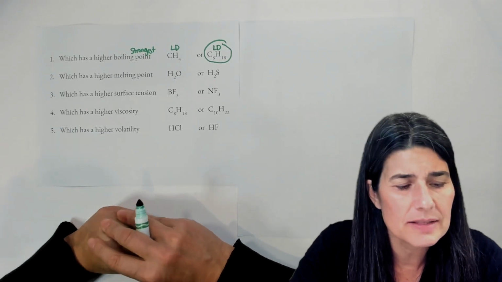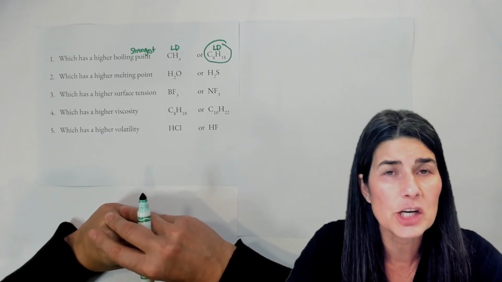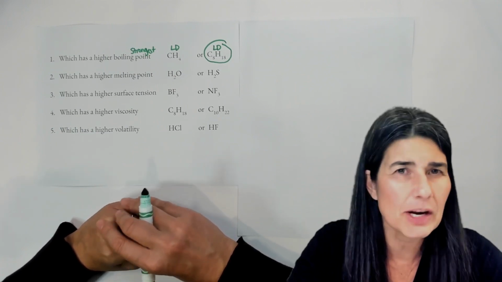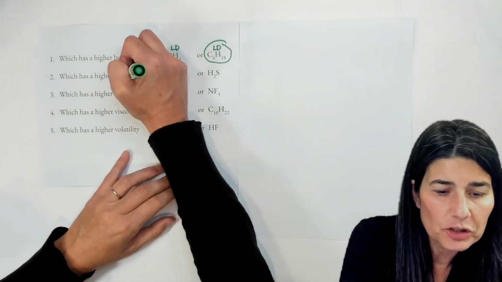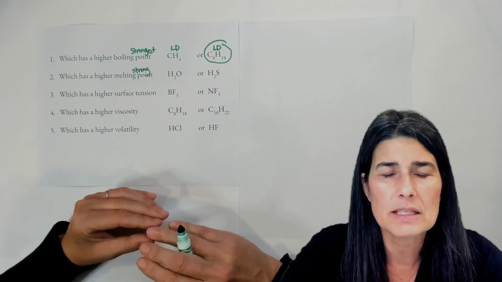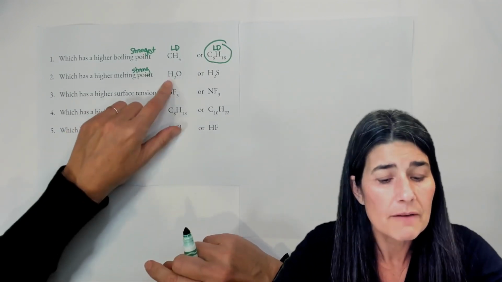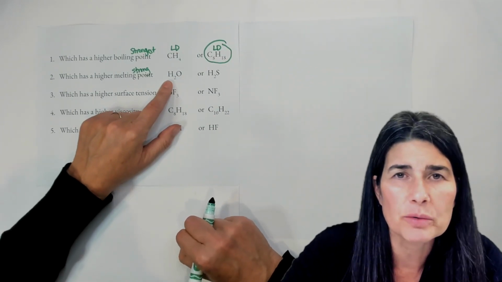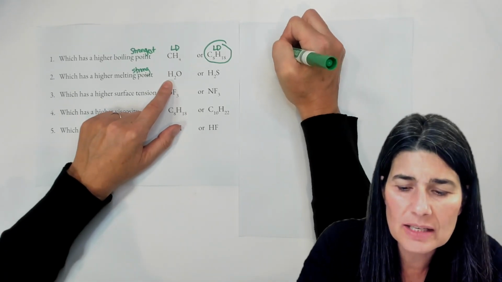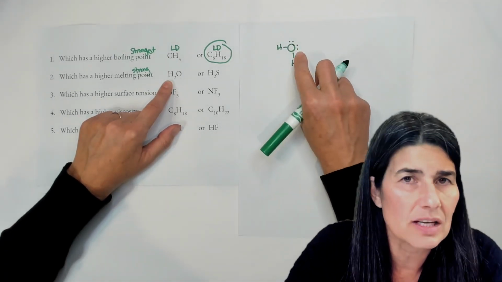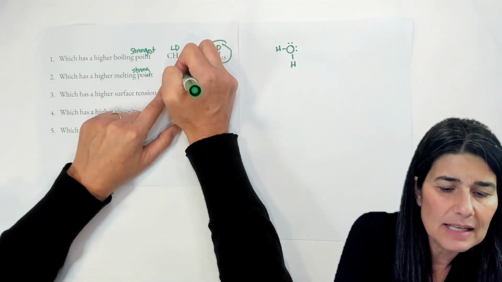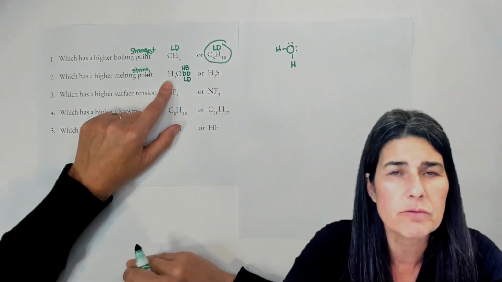Question number 2 says, which of the following has the higher melting point? If you want a strong melting point, it's going to be very difficult to melt it, well, then you're looking for the molecule that has the strongest forces. Now we need to identify the forces. So let's start at the top. First question is, do we have H-bonding? Well, let's draw it. We have oxygen attached to a hydrogen and a hydrogen. Yes, we have H attached to F, O, or N. So water is capable of hydrogen bonding, dipole-dipole, and London dispersion forces.